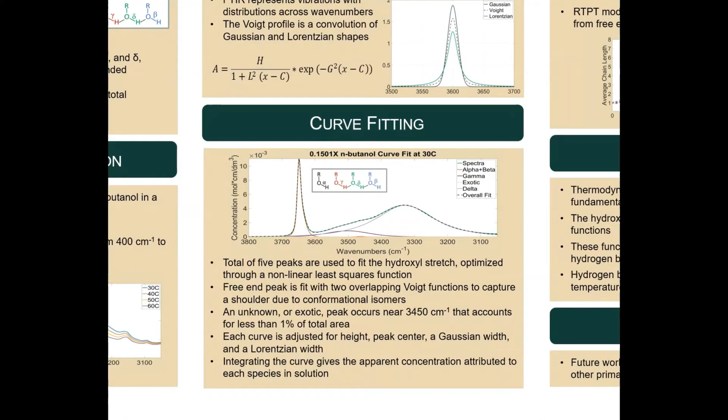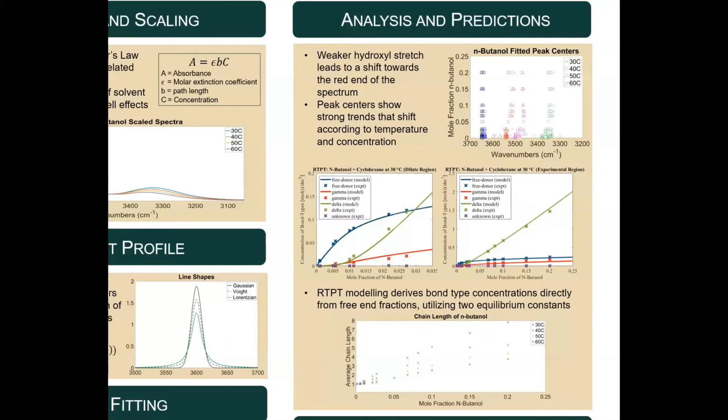A total of 5 Voigt peaks are used to capture the hydroxyl stretch and are optimized through a nonlinear least squares function. The free end peak, occurring at 3650 wave numbers and made up of alpha and beta hydroxyls, uses 2 Voigt functions to capture a shoulder due to conformational isomers. Integrating each curve gives the apparent concentration attributed to each species. Once bond concentrations have been established, analysis and predictions may take place.